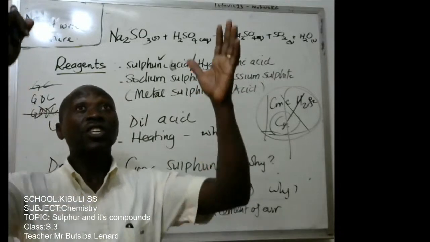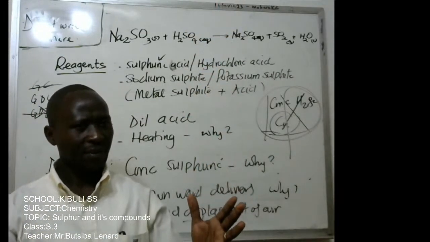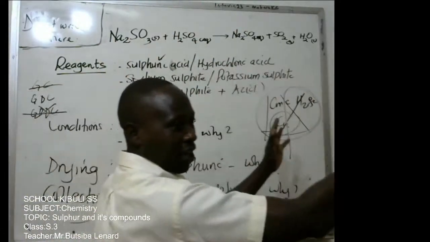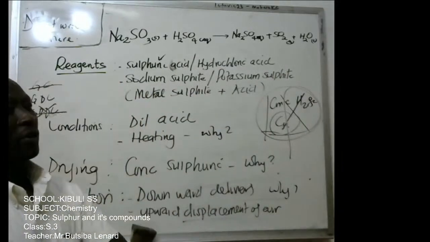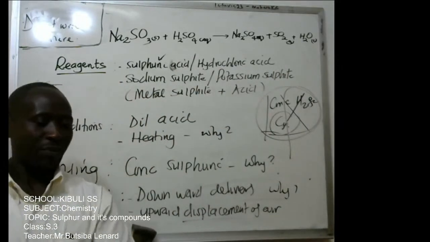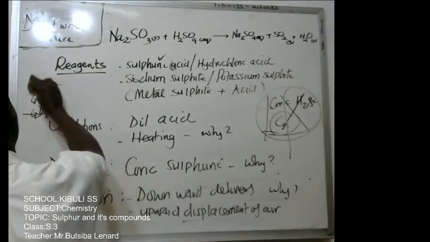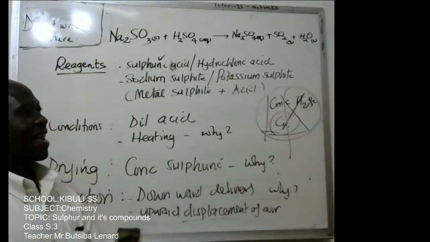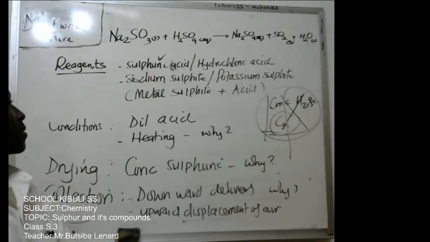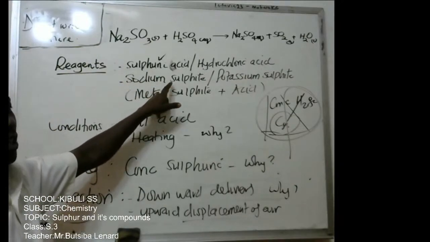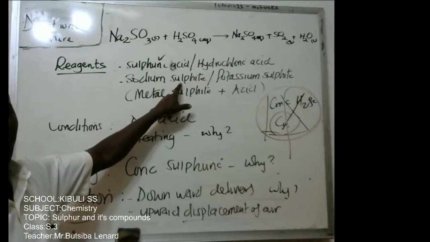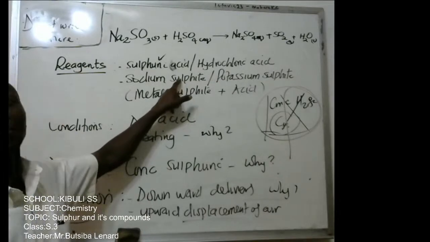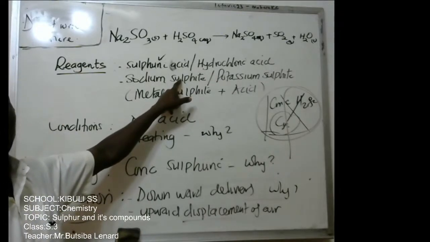Three setups. Generation flask under heat, drying flask, collection gas jar or flask. And I know you can draw that even without the presence of a teacher. Even when you are dreaming, you can draw and label. So what is the essay? What shall we put in the flask? Sodium sulfite is put in the flask because it is a solid. Full stop.